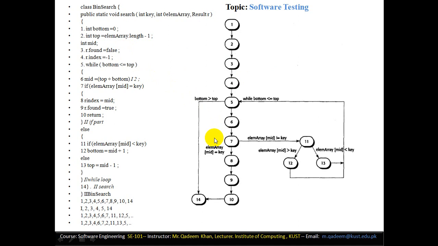The second method says number of bounded areas plus 1. So one bounded area, second bounded area, and third bounded area, or one closed area, second closed area, and third closed area. 3 plus 1 equal to 4 again. And the third method says number of conditional or decision statements in the program plus 1. So here we count 1, 2, and 3. So 3 plus 1 is also equal to 4. So there are 4 different paths, 1, 2, 3, 4, to test the software.